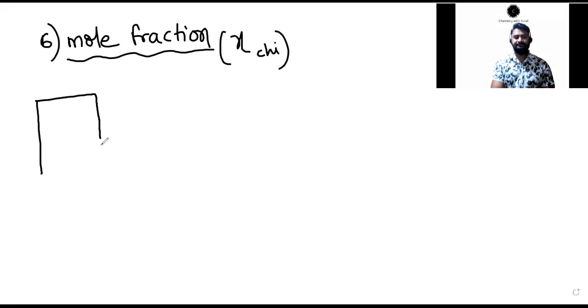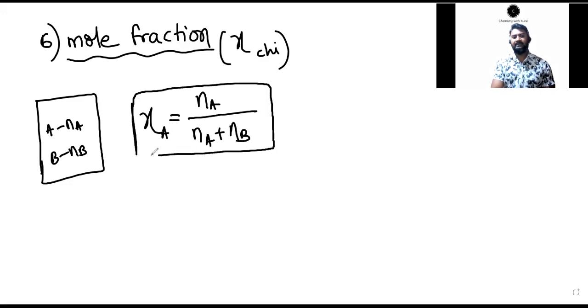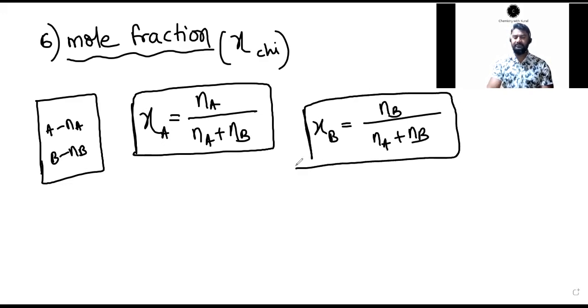Suppose there is a container which has two gases, gas A and gas B, two substances. Suppose this is Na moles and this is Nb moles. Then what is the mole fraction? So mole fraction of A, which is chi A, will be nothing but moles of A by total moles. That's the definition. Moles of one component divided by the total moles. So chi A is equal to Na divided by Na plus Nb, whereas chi B will be Nb divided by Na plus Nb. That's how the definition goes.